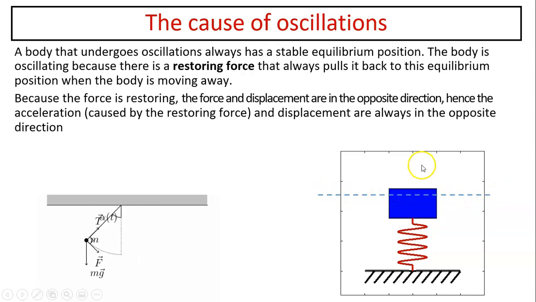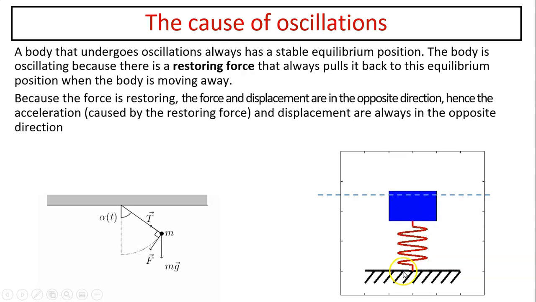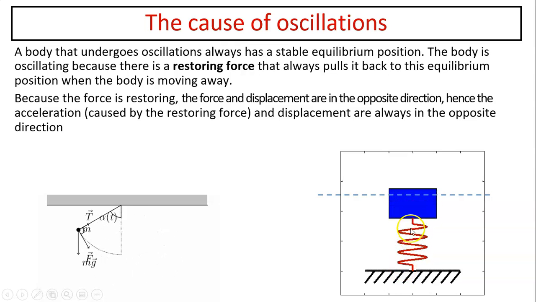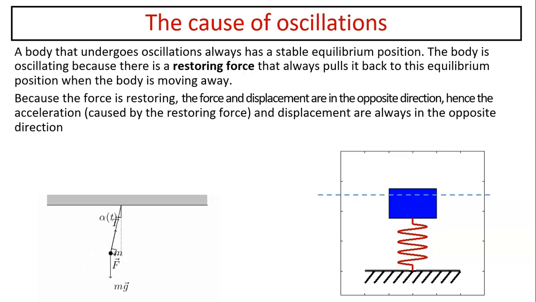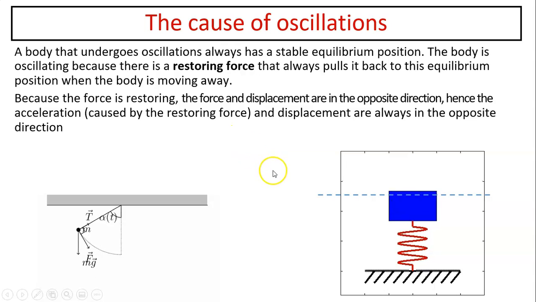When the body is up, there's a force pulling it down. When the body is down, there's a force pushing it up, always trying to push it toward the equilibrium position. Because the force is restoring, the force and displacement are in the opposite direction. Hence the acceleration and the displacement are always in the opposite direction. This is because acceleration and the net force are always in the same direction, according to Newton's second law.